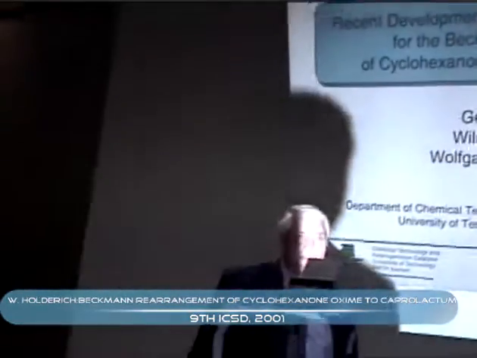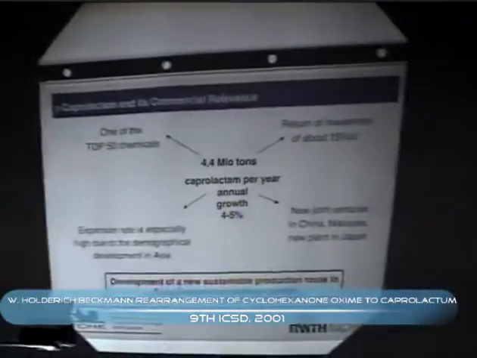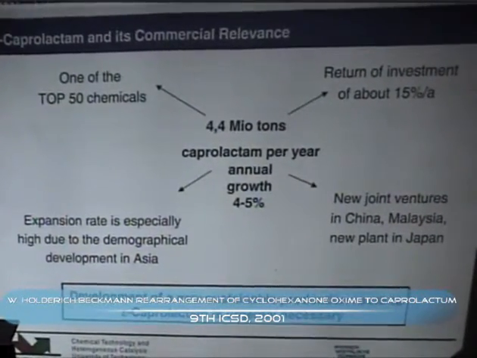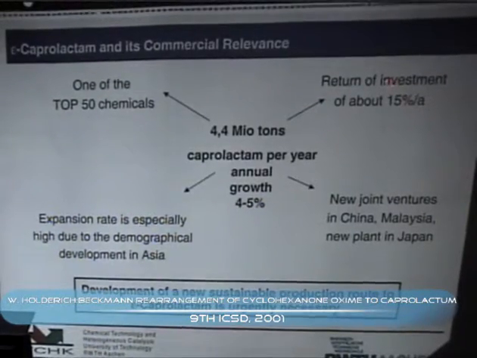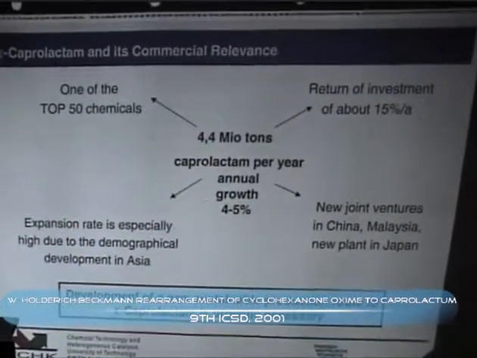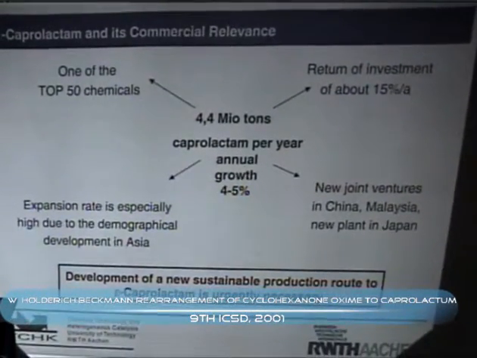Good morning, ladies and gentlemen. The title you read already, and when we speak about caprolactam, then we have to be aware of the following facts. Caprolactam is one of the major chemicals we produce. We produce about 4.4 million tons caprolactam per year, and it's one of the top 50 chemicals in the world. It's very interesting. We have a good return of investment of about 15% a year, and there is an annual growth between 4 and 5%.